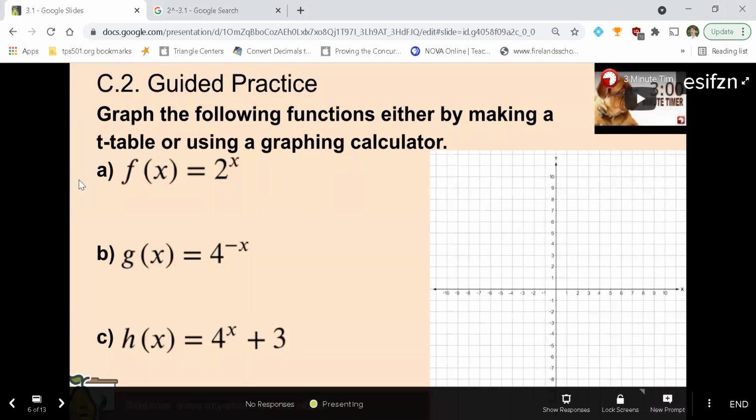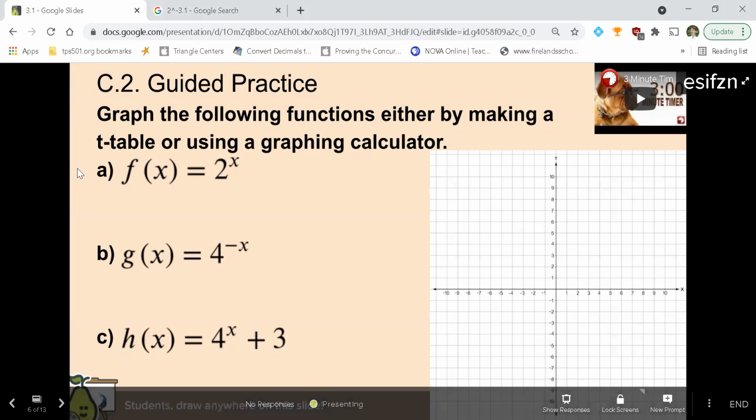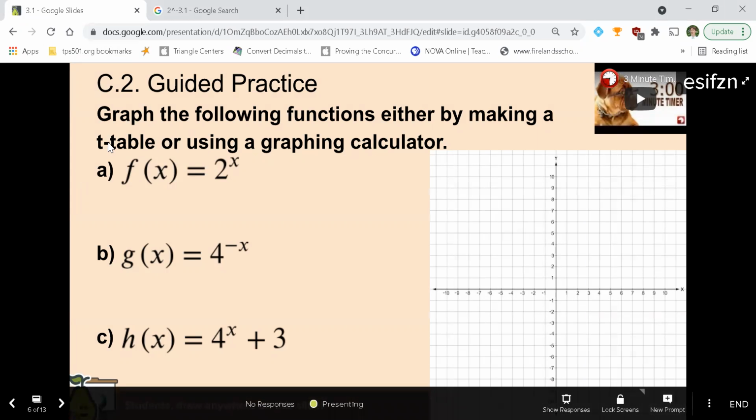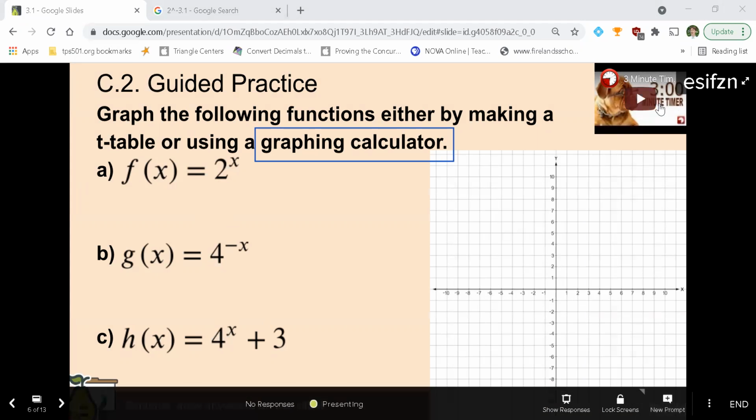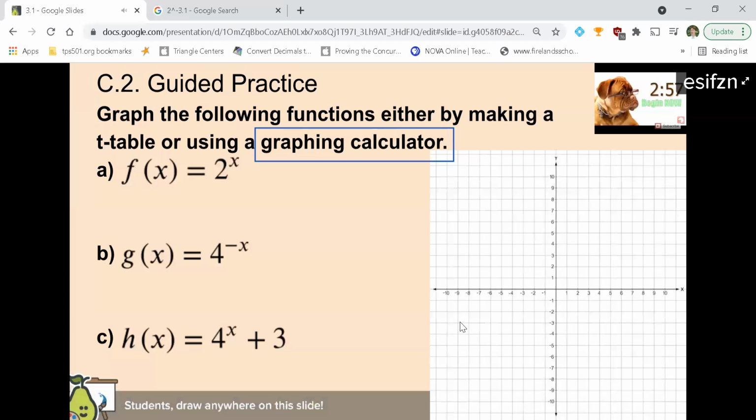Okay, so then what you're going to do is either using the parent function or making a t-table, or to be honest, the best option here, using a graphing calculator, graph each of these: 2 to the x, 4 to the negative x, and 4 to the x plus 2. I'll give you 3 minutes. That's the next thing you're going to be asked to do on the old website. I think it's like multiple choice, pick the graph shown by the function.